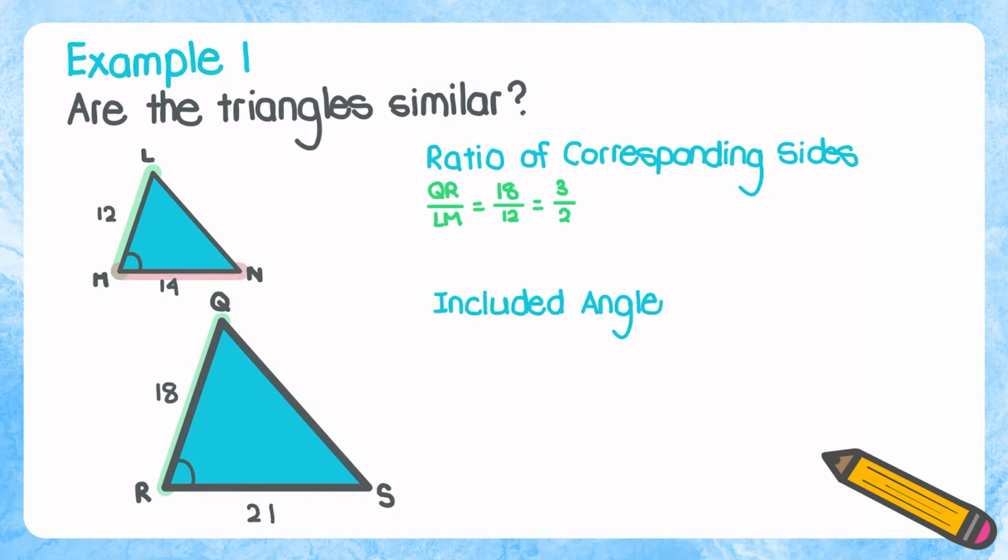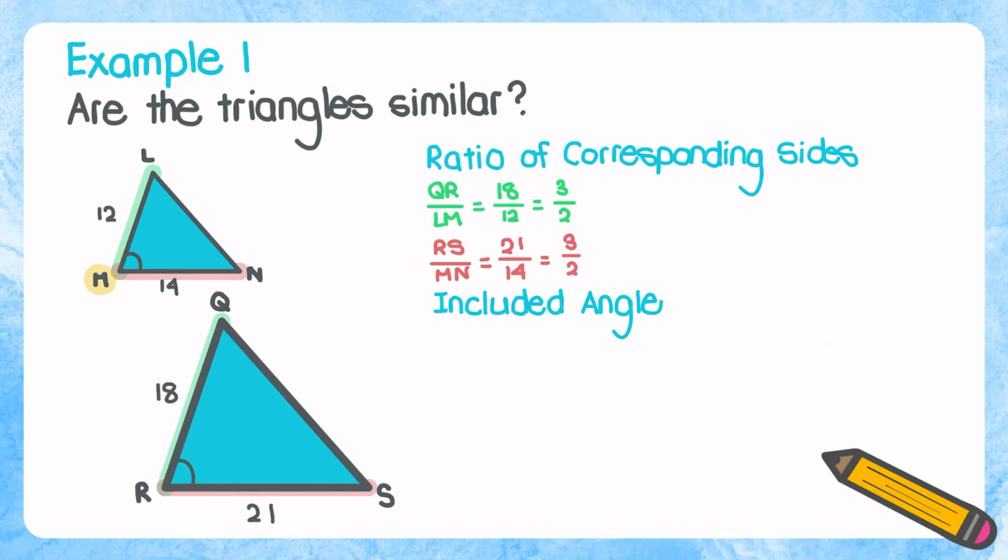And we also have another pair of corresponding sides, sides MN and RS. So let's find that ratio. So the ratio is side RS over side MN. That's 21 over 14, which also simplifies to 3 over 2. Since the ratios are equal to each other, we know that we've satisfied conditions for the first part of the theorem. Now let's take a look at the included angle between the two pairs of corresponding sides.